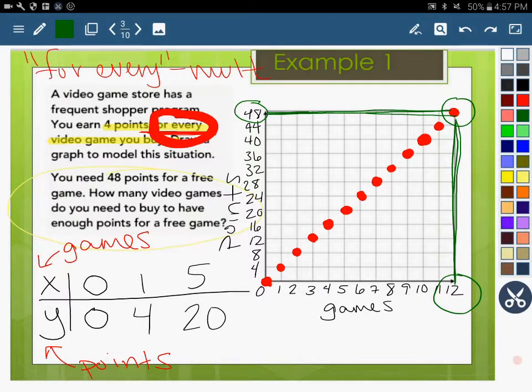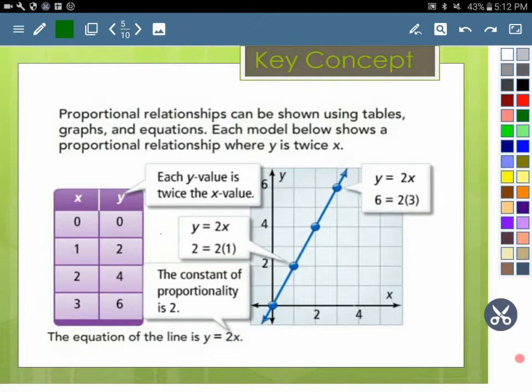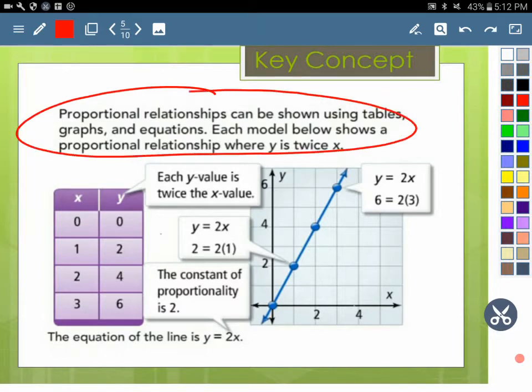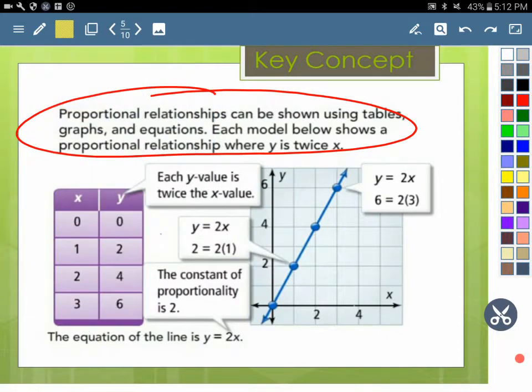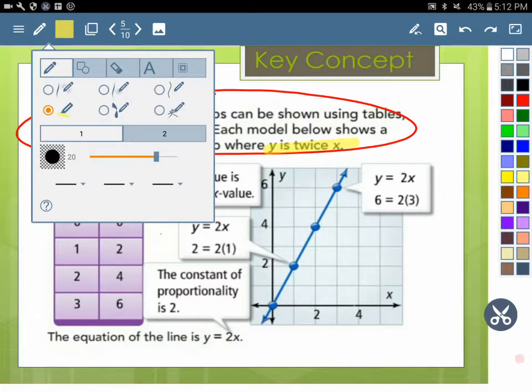So now I would like you guys to try this. So this brings us to our main idea. If we look at the key idea here, there's actually 4 different ways that we can represent a situation. We have in words, what's going on. In fact, I'm going to highlight in this situation what words are actually being translated here. It says proportional relationships can be shown using tables, graphs, and equations. Each model below shows a proportional relationship where y is twice x. That's the situation here. Y being twice what x is.